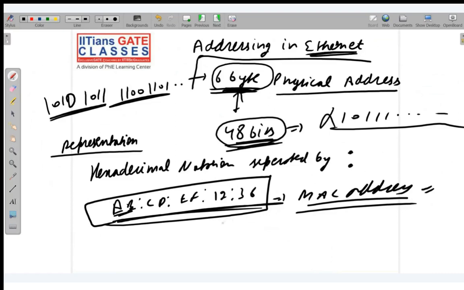Yes, sir. We know it, sir. Okay, yes, then good. So this is the way to represent the MAC address. And there are 3 types of MAC addresses. Let me tell you that thing. Take snapshot. I will jump to the next slide.